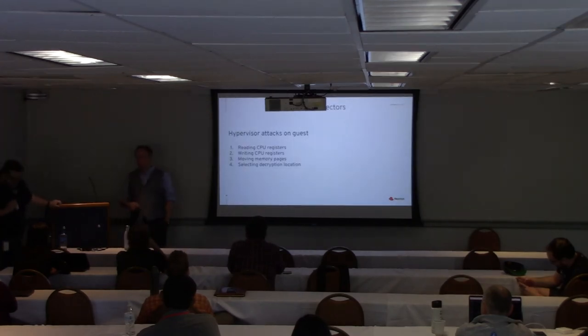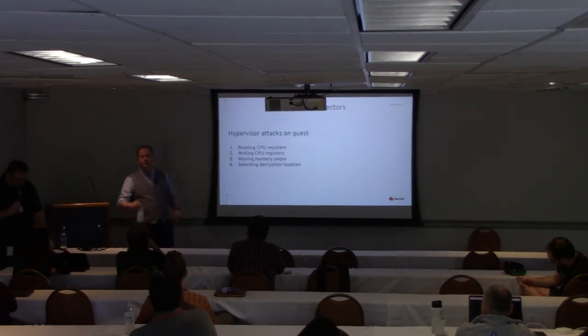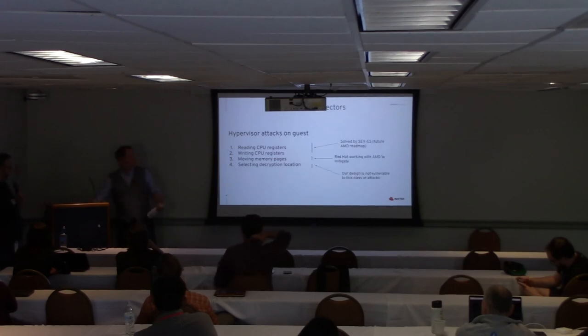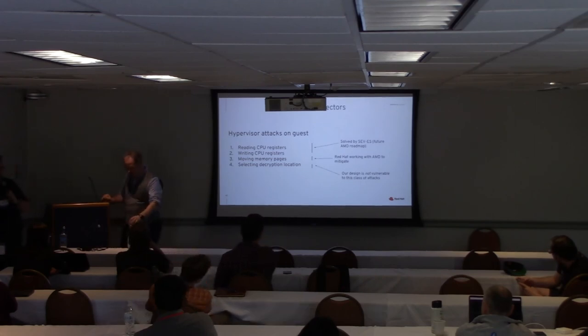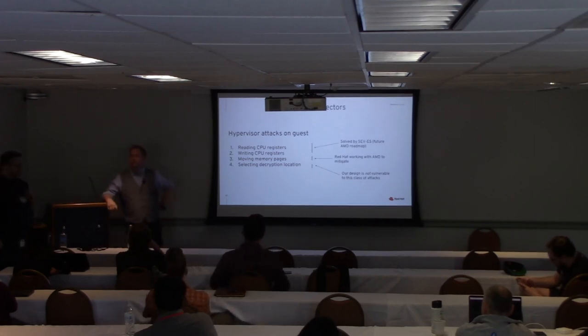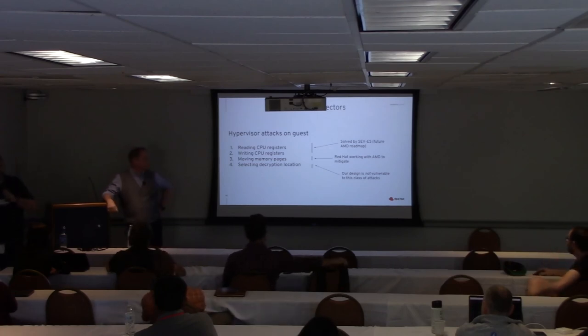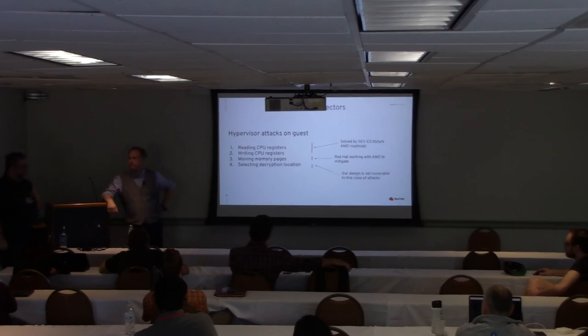So in this current code, I do want to be completely transparent, there are some attack vectors, and I want to disclose those. There are some possible hypervisor attacks on the guest on current hardware. The hardware we ran this on was the Naples generation of AMD SEV, and some of these have now been mitigated in the next version of the hardware. I'm now talking about AMD's Rome chips, which were just announced.